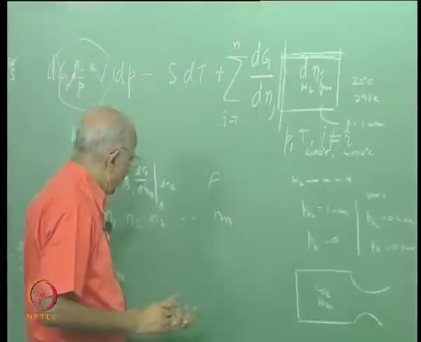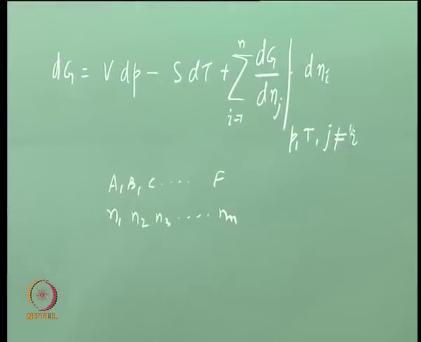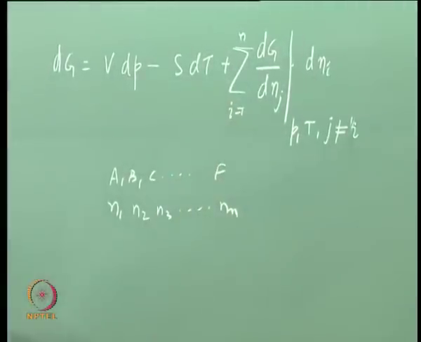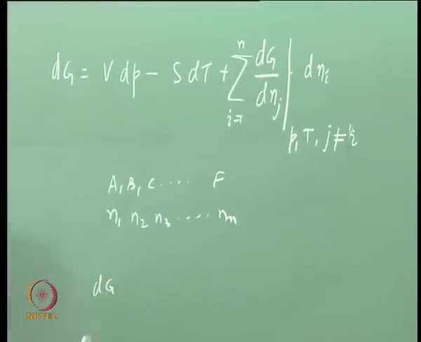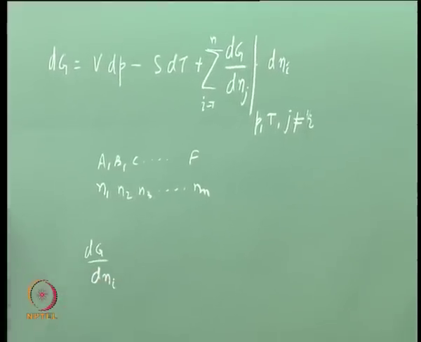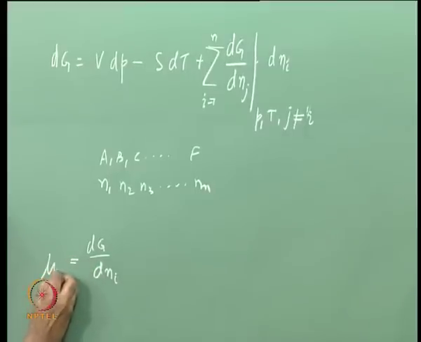I have just increased the two things to multiple things. Let us keep it a little general. And what is this value of dG by dnj known as? You add per mole of i added, the change in Gibbs free energy is spoken of as chemical potential i.